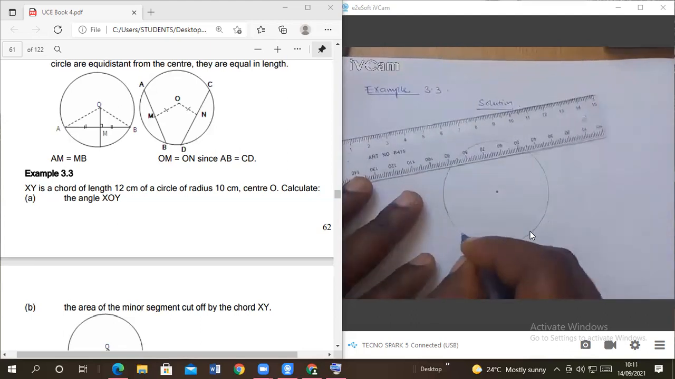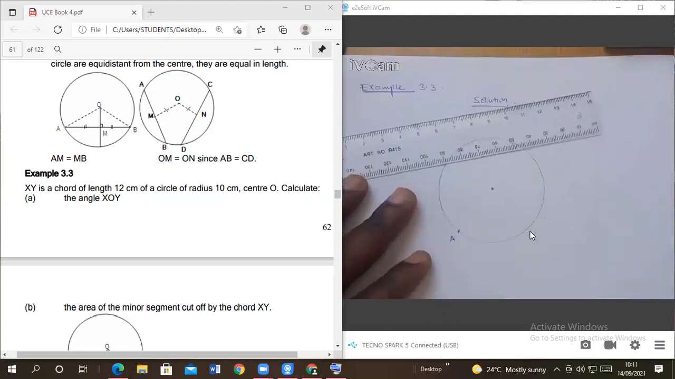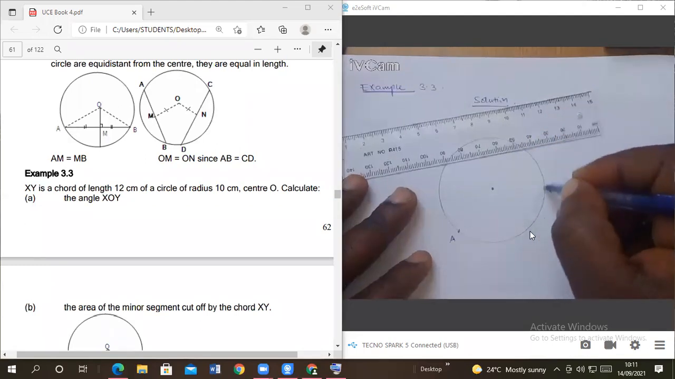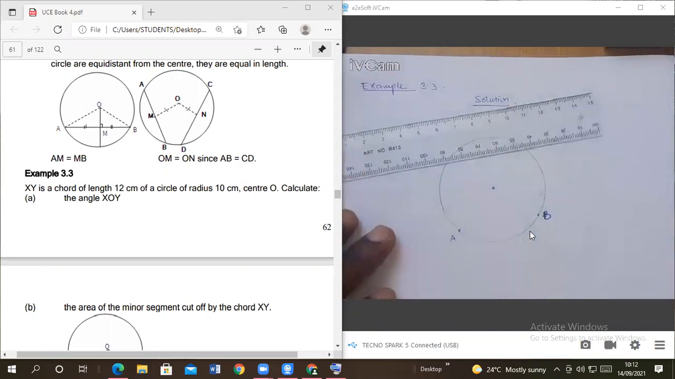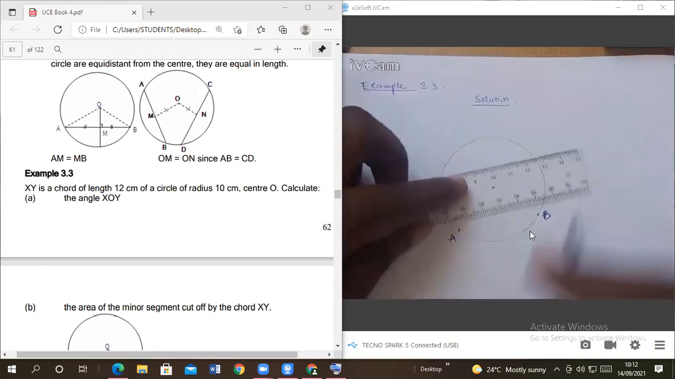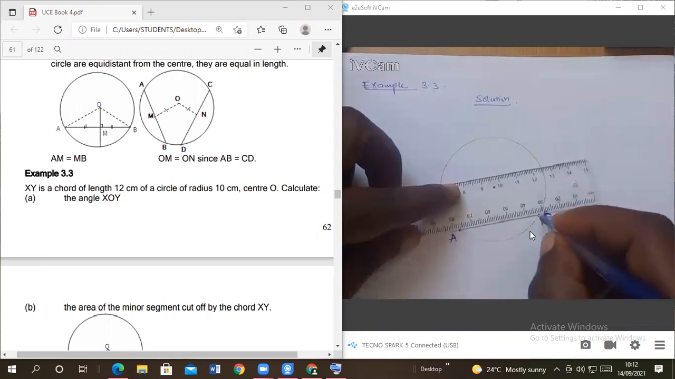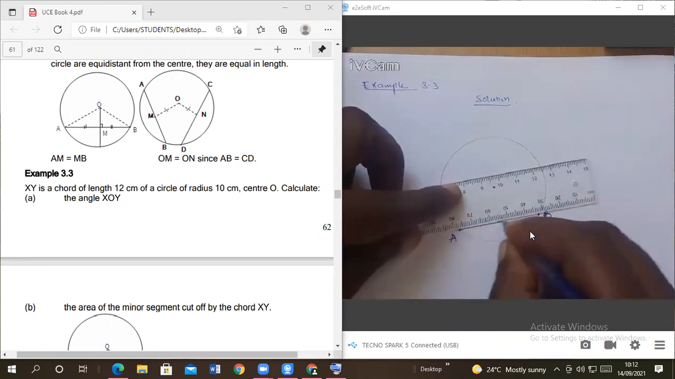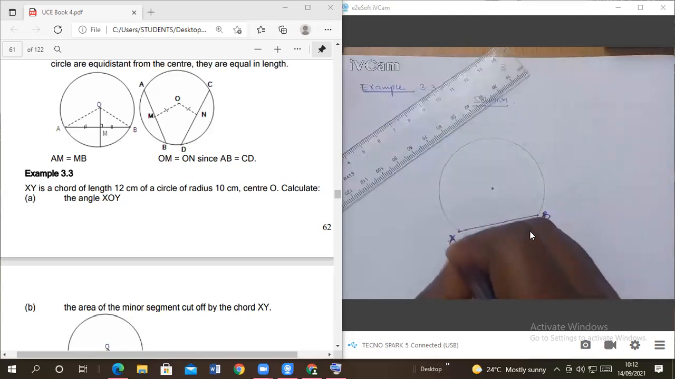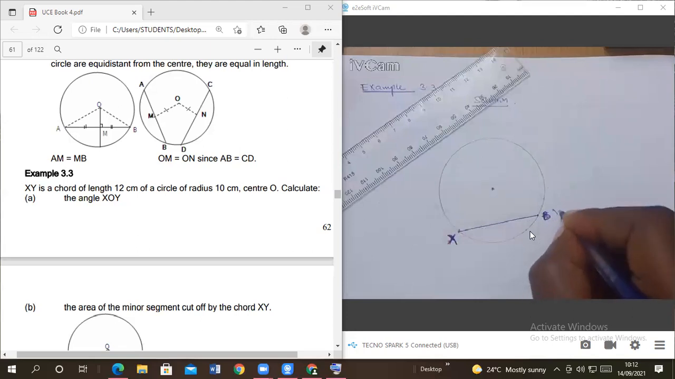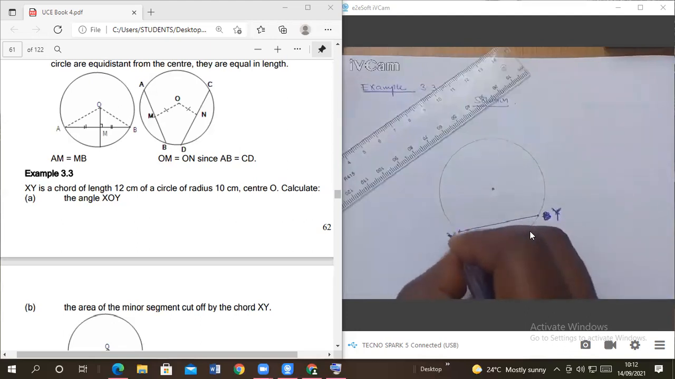So I can decide to draw one here. Are we together? I can put it here or here, anywhere I want. Just do something that is big for us. Okay, that is B, that's A. Now this time we don't have A and B, sorry for the confusion, but we have X and Y, isn't it? So this is X. The other one is Y.